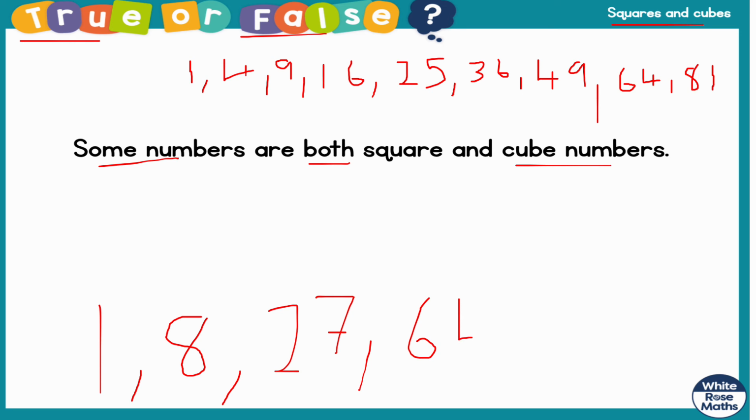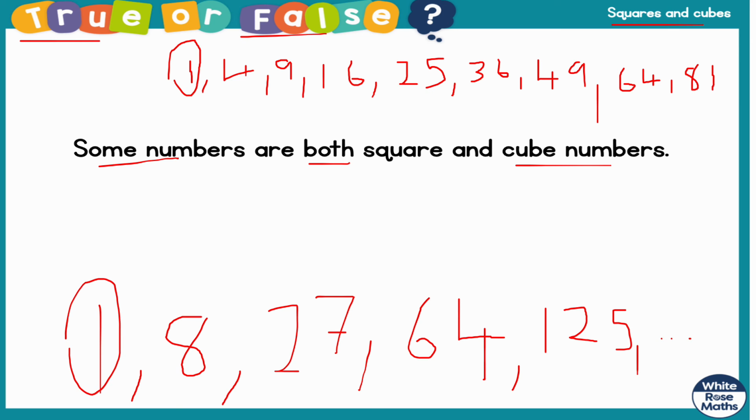Now if we look here, it says that some numbers are both square and cube numbers. The next cube number here, if you're interested, would be 125, and then dot dot dot. So some numbers are both square and cube numbers. Well, if I look here, 1 is a square number and 1 is also a cube number. Another one, 64 is a square number and 64 is also a cube number. Now I'm sure down the list there'll be some more.